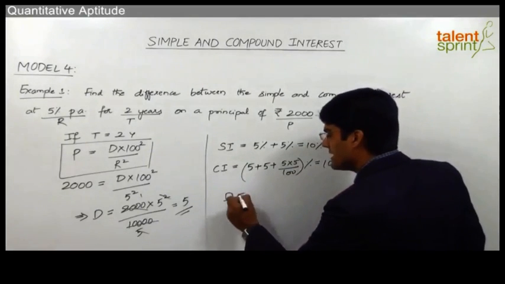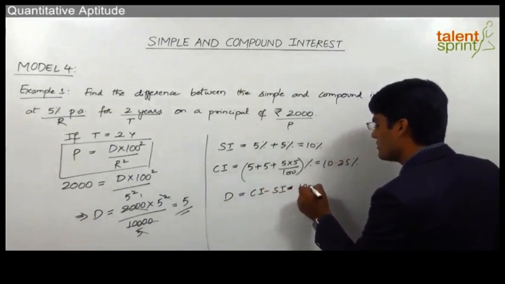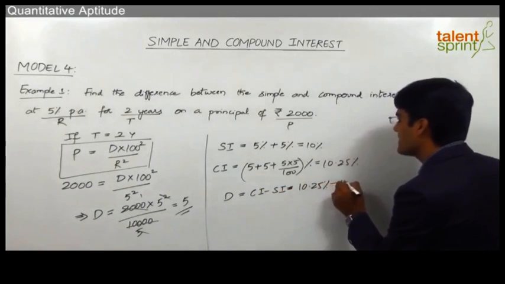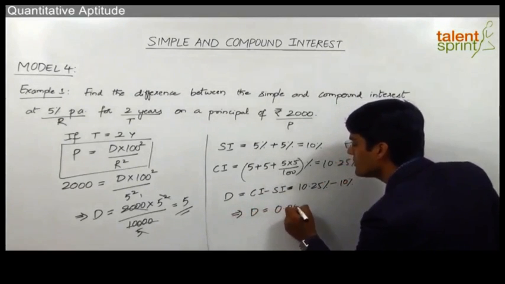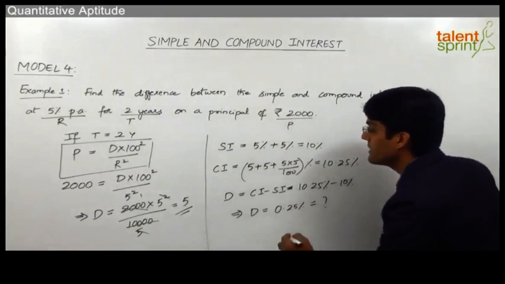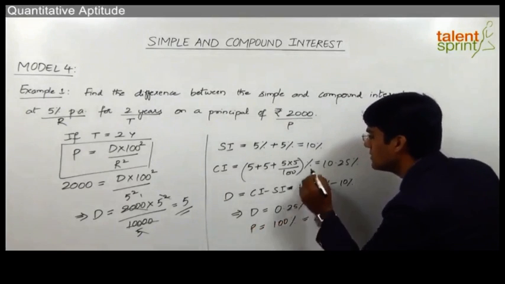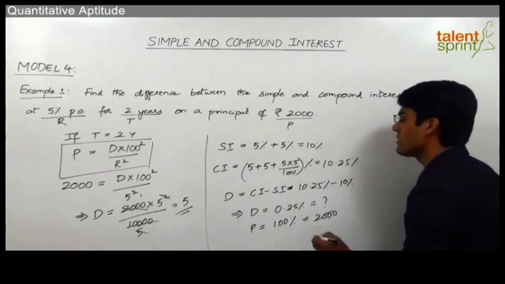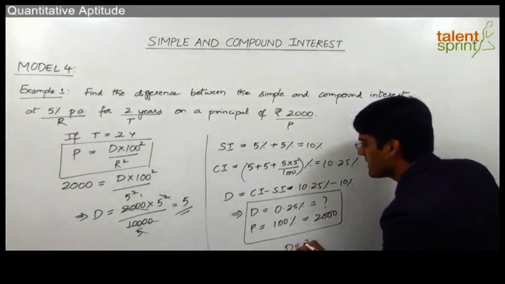Now as we can understand, the difference between compound interest and simple interest is 10.25% minus 10%. So the difference d, that is nothing but CI minus SI, would be equal to 10.25% minus 10%. So very clearly the difference here is equal to 0.25%, which has to be calculated. And we know that the principal is 2000. So principal is equal to 100%, and that is equivalent to 2000. So again, by cross multiplication, we can find out that the difference here would be 5 rupees.